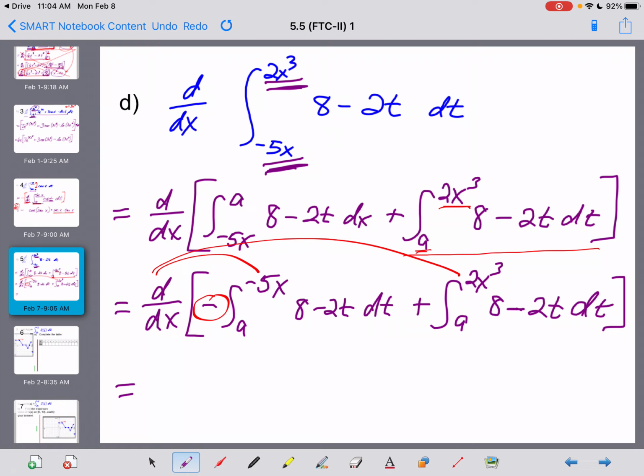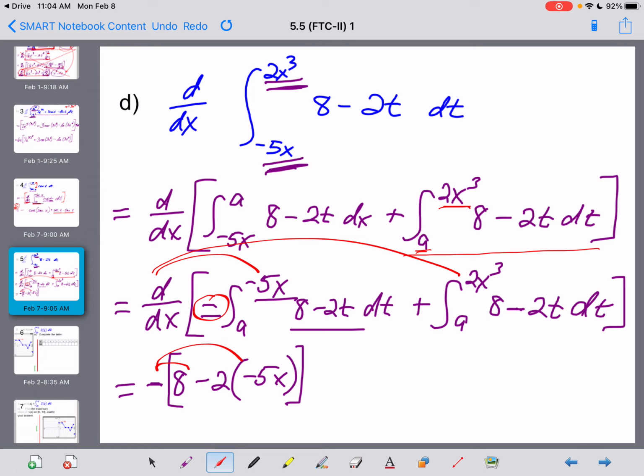The derivative and the integral cancel each other out, but the negative stays there. And the integrand is now our answer, 8 minus 2, but the t gets replaced by your u, which is a negative 5x. So that takes care of the first integrand. Now, I did something dumb already. That negative, I did remember to bring it out in front, but I should have put brackets right there. And in a moment, you can see that negative is going to need to get distributed to everything else that was happening inside.